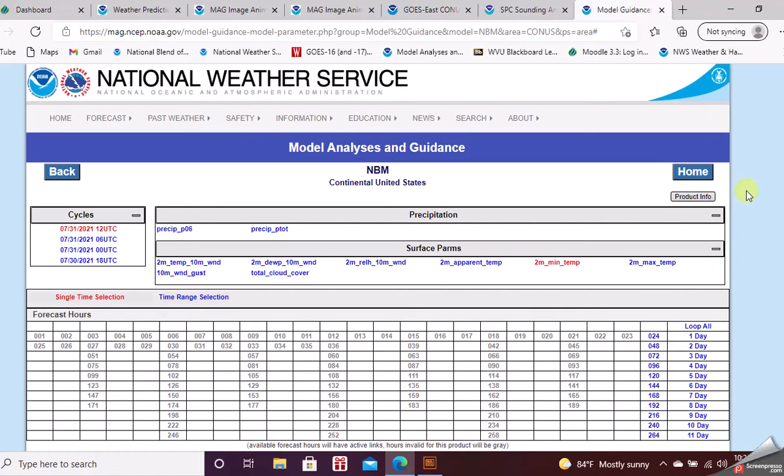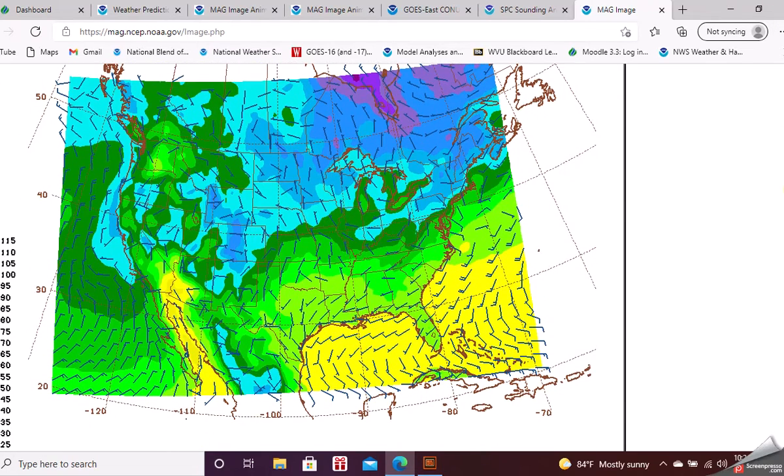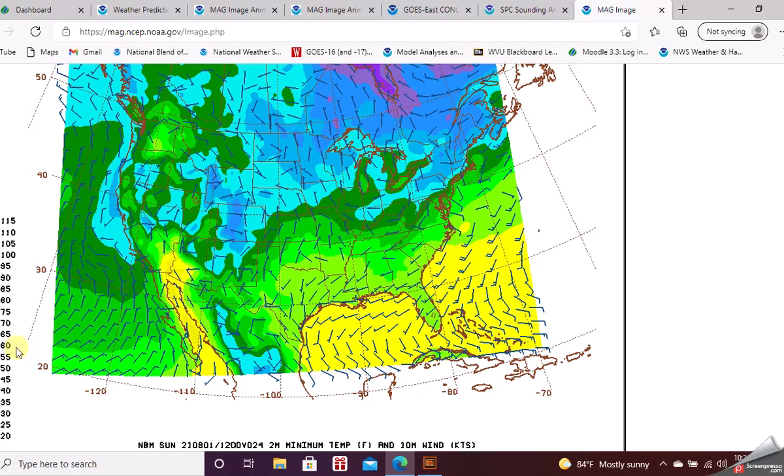The final thing I wanted to look at is that models do give you estimates on temperature. So let's look at the minimum temperature tomorrow. That's part of your forecast. Here's your minimum temperature. Depending on where you are in Ohio, probably 55 to 60, and maybe more 65 to 70, 60 to 65 in a lot of Ohio. So that's your min temperature.